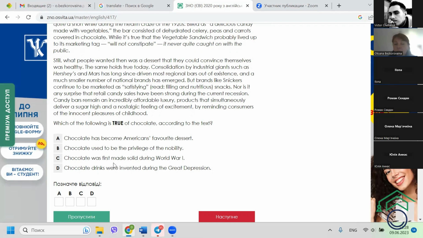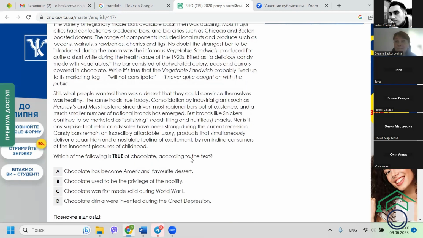Як перекладемо? Шоколад був вперше зроблений у твердій формі. Там казали, що аристократи пили шоколад, тобто it was liquid. І що він вперше був зроблений у твердій формі під час Першої світової. Тоді C буде правдою, тому що там же батончики вони виготовили, ці кенді-бари. Перший був зроблений.